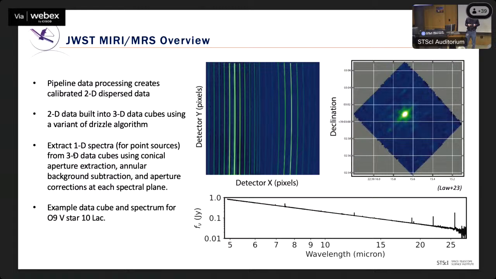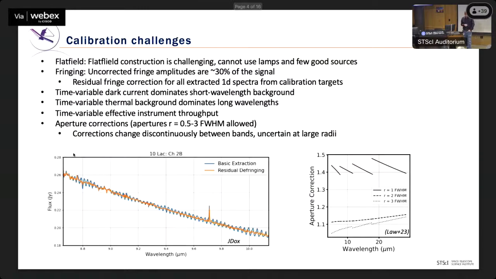We do that at the 2-dimensional detector stage, and then we put things together in the pipeline with a 3-dimensional version of the drizzle algorithm to build a data cube that looks like the one on the right. That looks a lot more like what you'd expect. You can see that it's a point source in this case, and you can do traditional aperture photometry at each of those wavelength planes. At each wavelength plane, you put an aperture around it, do an annular background subtraction, and make an aperture correction. You can stack that up into an extracted spectrum like we're looking at the bottom, in this case for a 09 star 10 Lac.